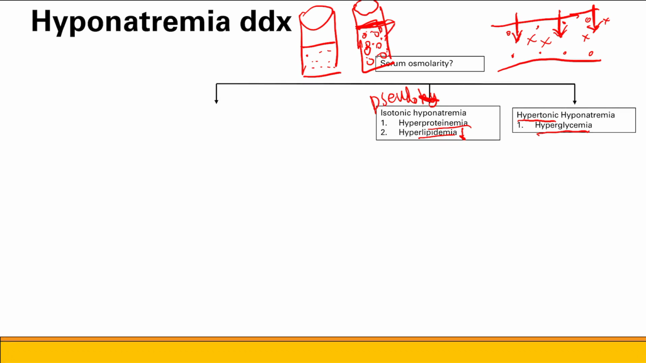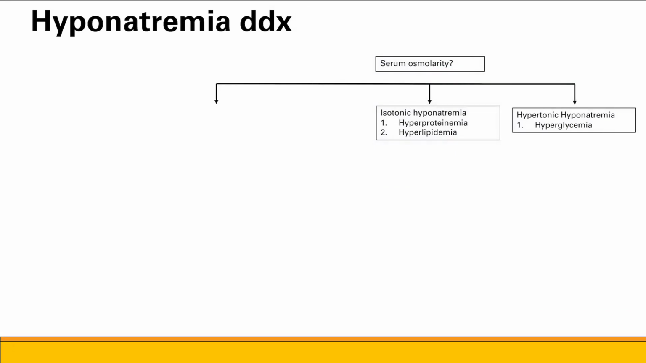But in reality, if you actually sample out this fluid, there's just this pure fluid without the proteins or the lipids. The sodium concentration is actually normal. So your body's not going to have problems, because the actual serum, without all that extra stuff, without all the proteins and the lipids, the serum with the stuff dissolved in it has normal sodium concentration. So that's isotonic hyponatremia, aka pseudohyponatremia.